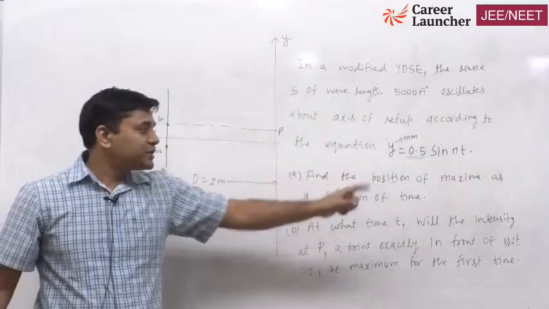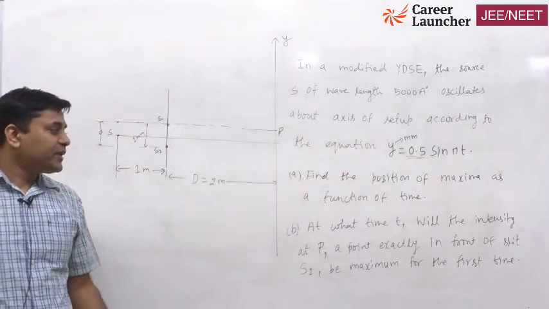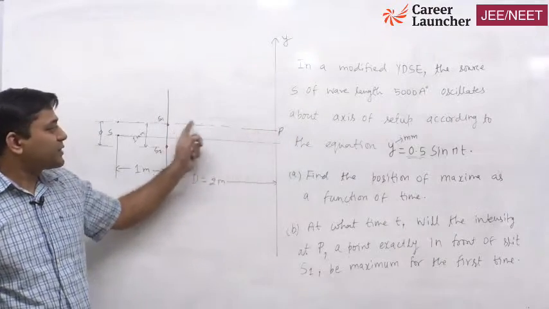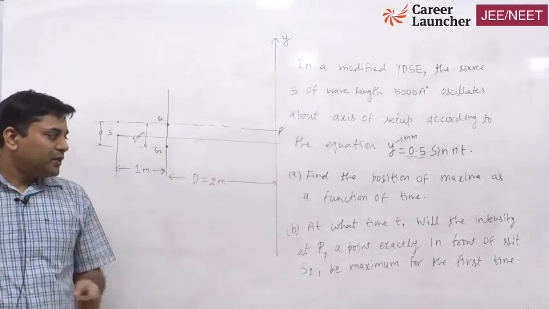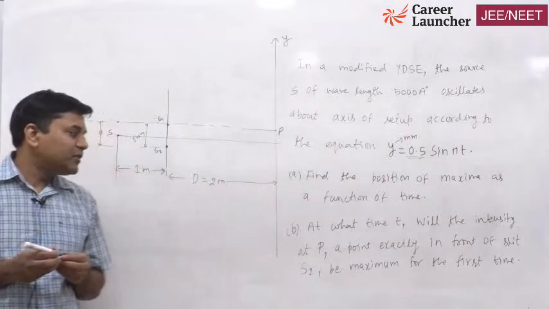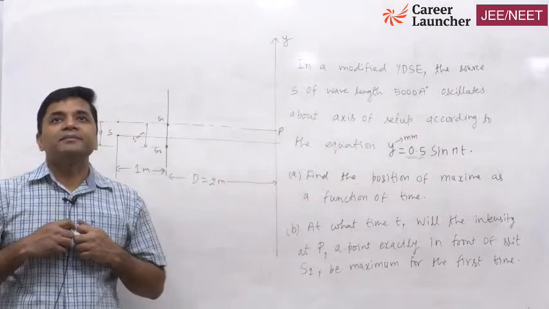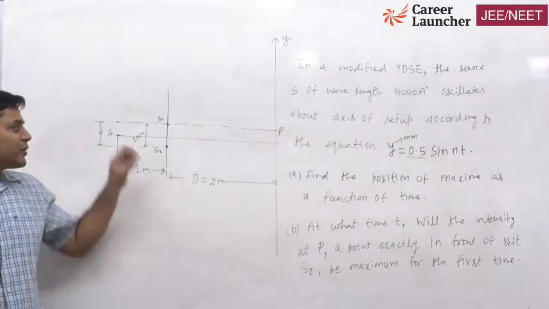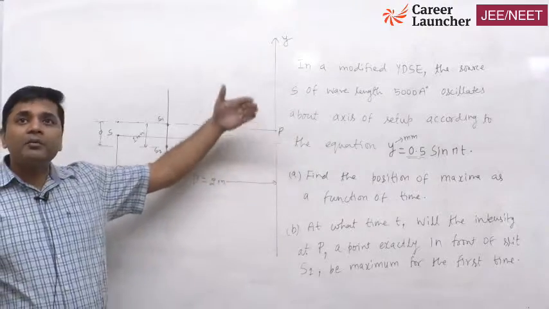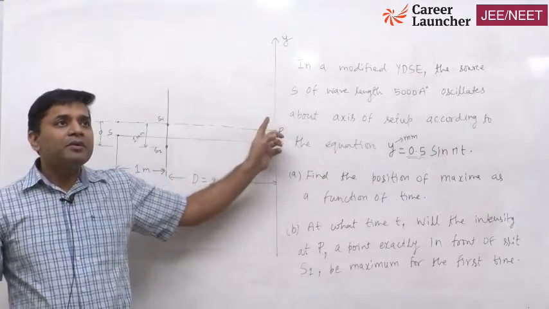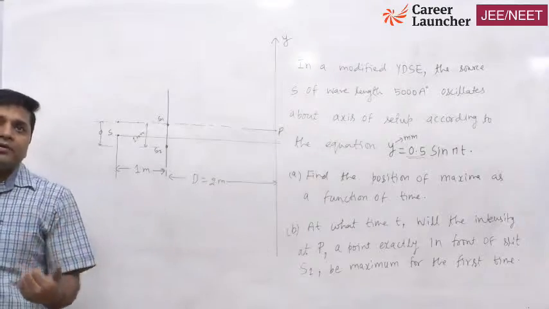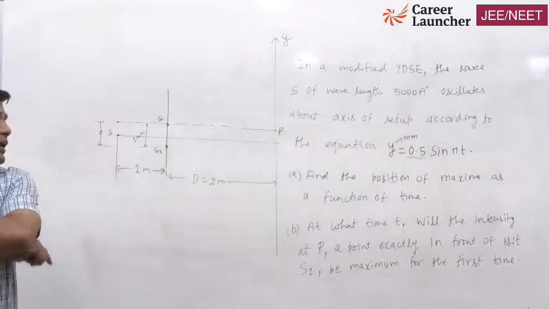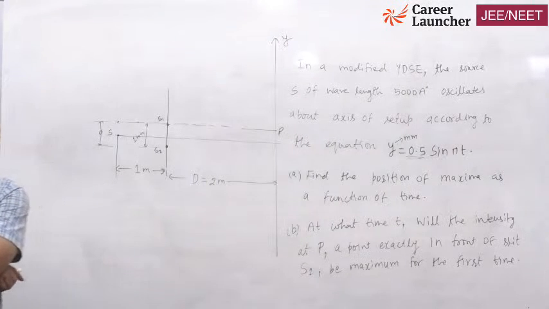So you have to find out the position of the maximum as a function of time t, and also at what time t the intensity at P, where P is in front of S1, will be a maximum for the first time. Why are they asking the first time? Because it keeps on repeating. After a certain interval of time, the intensity at P will be maximum. So you have to tell me the first time when you are getting the maximum intensity in this case. So you try this question. It's a very good question. I'm giving you 5 minutes for this.